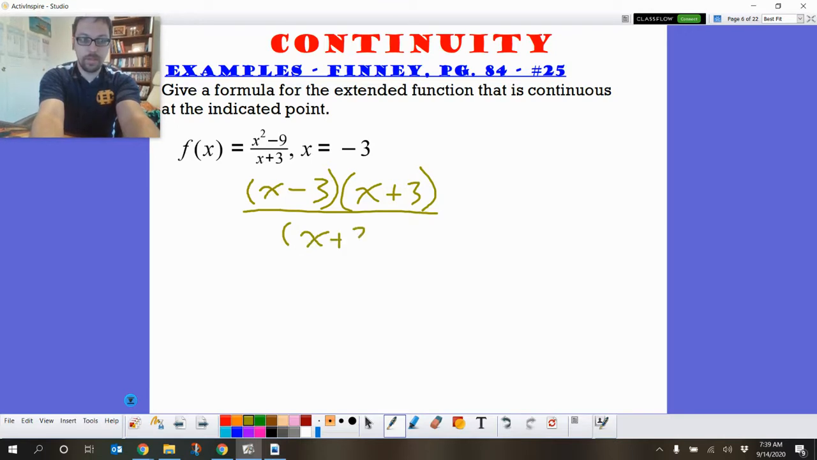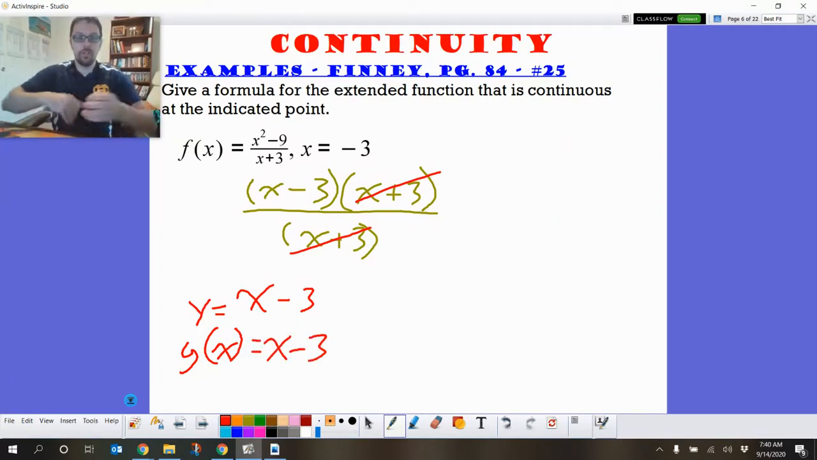So we get x plus 3 here. These two pieces cancel out, and we're left with just x minus 3. And we'll give it some function name y, or you could call it g of x. But we're going to say that this is a different function than the original one. As if we still kept it f of x and we're saying, oh, this is just a simplified version of f of x, we'd have to tack on, well, hey, x can't be -3.